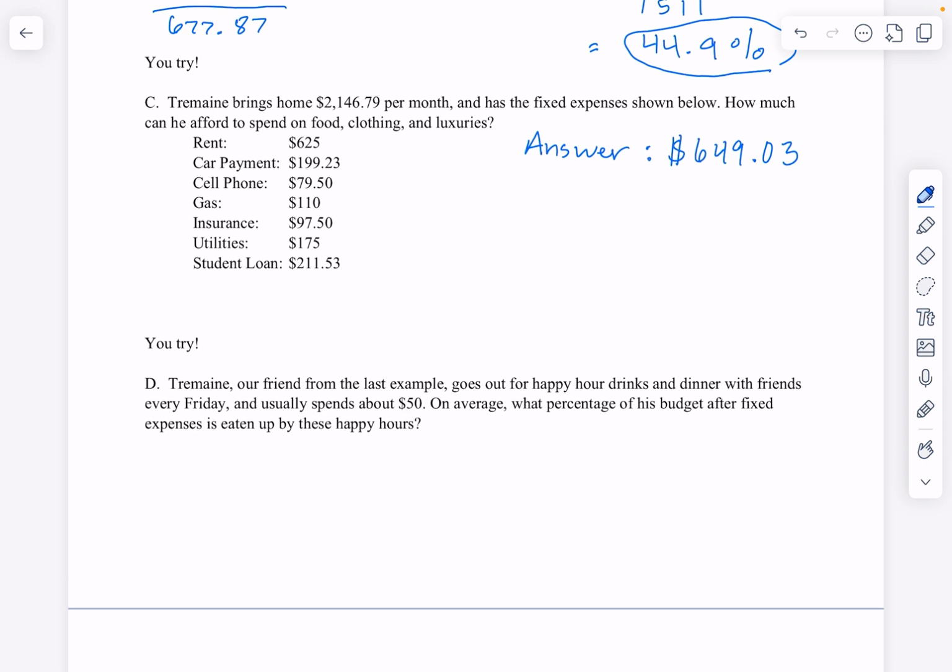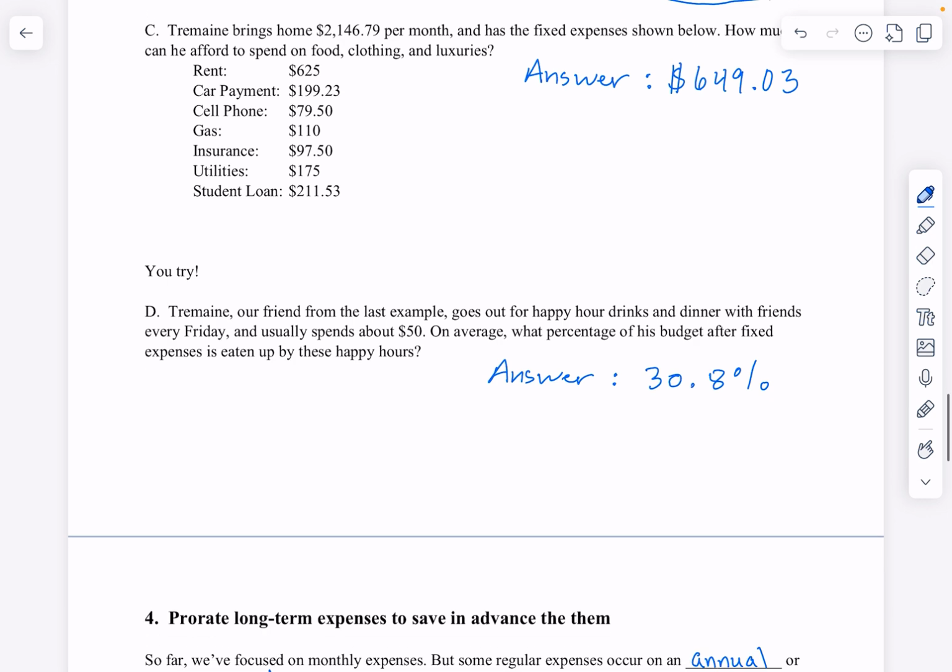D goes along with C. It's still about Tremaine. So there's two U-Try problems back to back. So the answer here is to see if you can get the percentage correct, and the percentage is 30.8%. Again, try them. If you have questions, please don't hesitate to email and reach out.